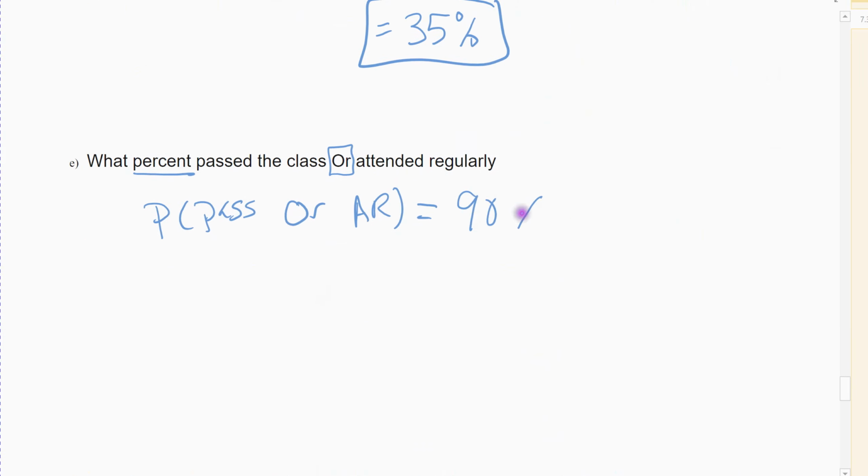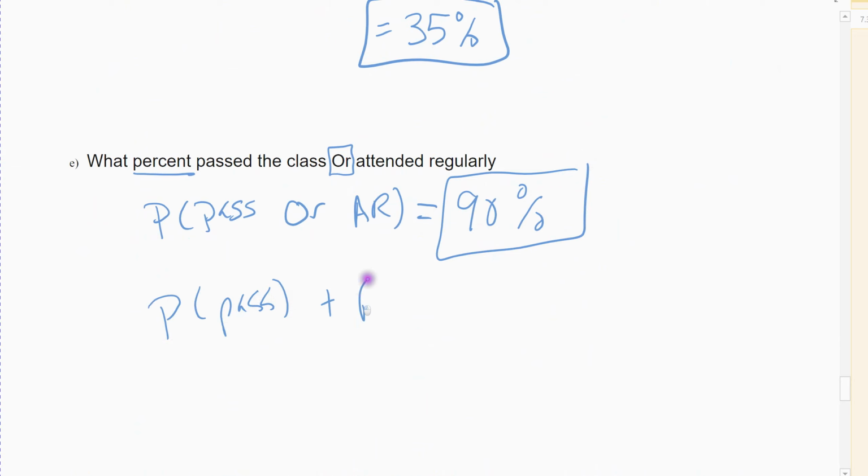And that one's easier probably again to do with the Venn. You could set it up with a formula. You would do probability they passed plus probability they attended regularly minus the probability they passed and attended regularly, and you should come up with the same answer. Alright, so that finishes up Venn applications where you can use the Venn, the formulas, and sometimes it's good to use them hand in hand together.